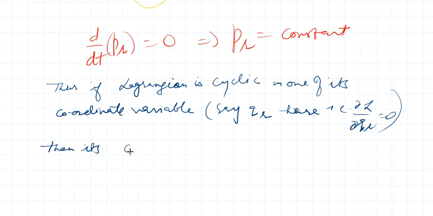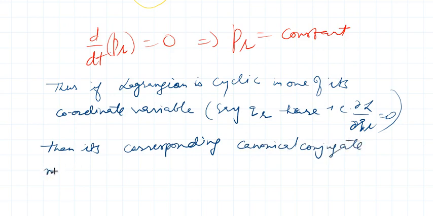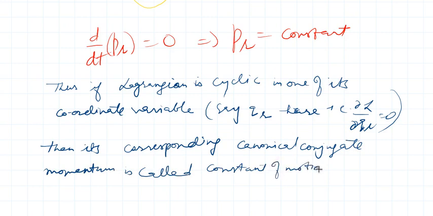then its corresponding canonical conjugate momentum is called a constant of motion, and such a coordinate Qr is also called an ignorable coordinate.